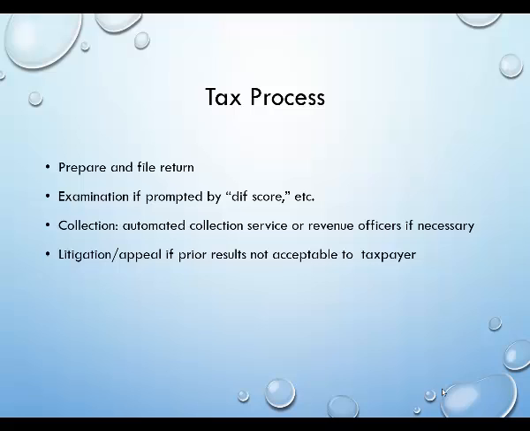The tax process. First, a taxpayer prepares and files a tax return. Now, if the tax return looks normal, and we've got a slide on here in a few that'll tell you what not normal looks like, but if the tax return looks normal and the amount that is due is paid or a refund is due, that refund will be refunded, the amount paid, they will cash the check, and that's usually the end of the process insofar as the taxpayer can see.